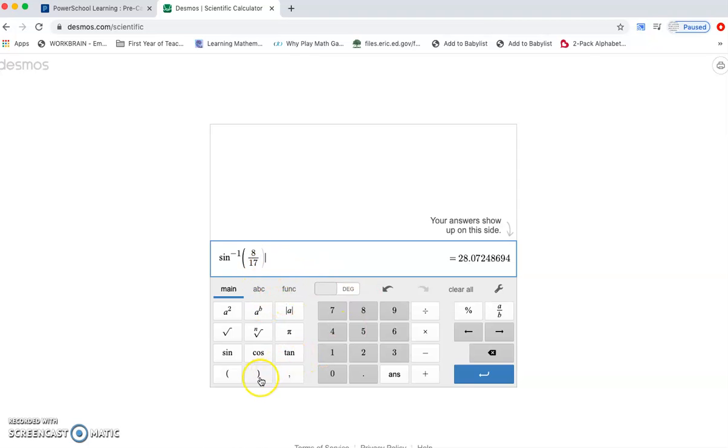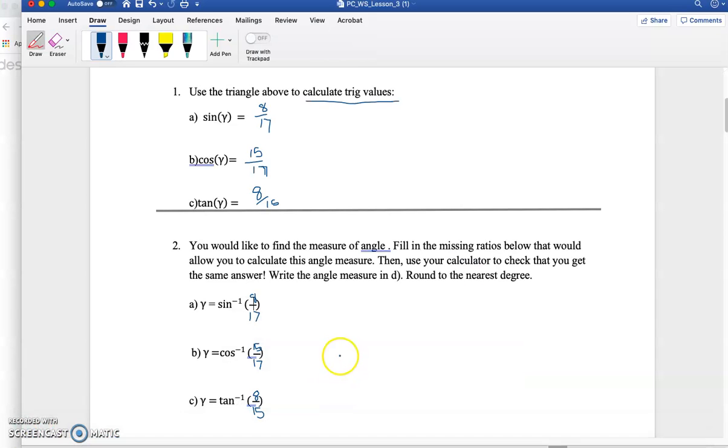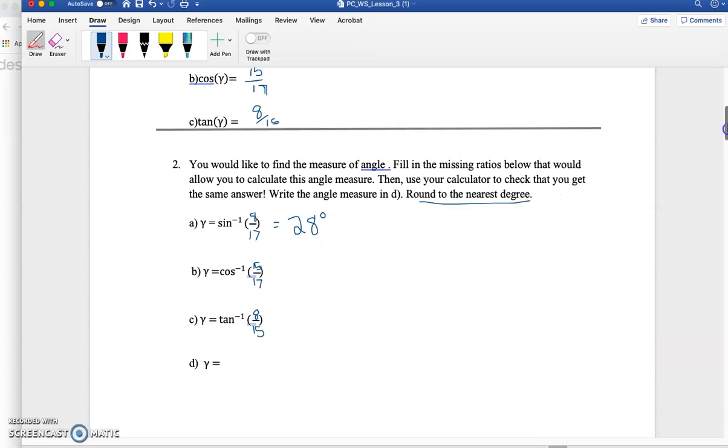And I know some of you like to use the Mathway calculator. That works too, as long as you're using the inverse function. So here, this says that our angle of reference is about 28 degrees. We're going to round it to the nearest degree, so it's about 28. I am going to write that in my document, equals 28 degrees. And here it says round to the nearest degree, so nearest whole degree.